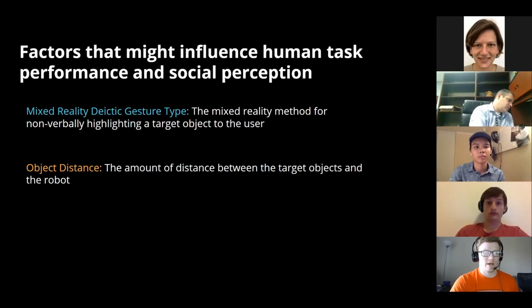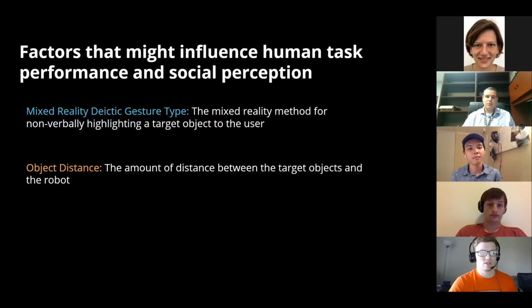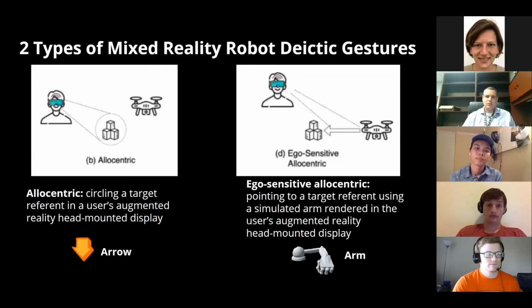We've determined two factors that would influence human task performance and social perception. The first is the mixed reality deictic gesture type. In my experiment, we used two different types. This is the mixed reality method a robot uses to non-verbally highlight a target object on the user's AR head-mounted display. The second factor is object distance. We figured that varying the object distance would add challenges to certain types of mixed reality gestures.